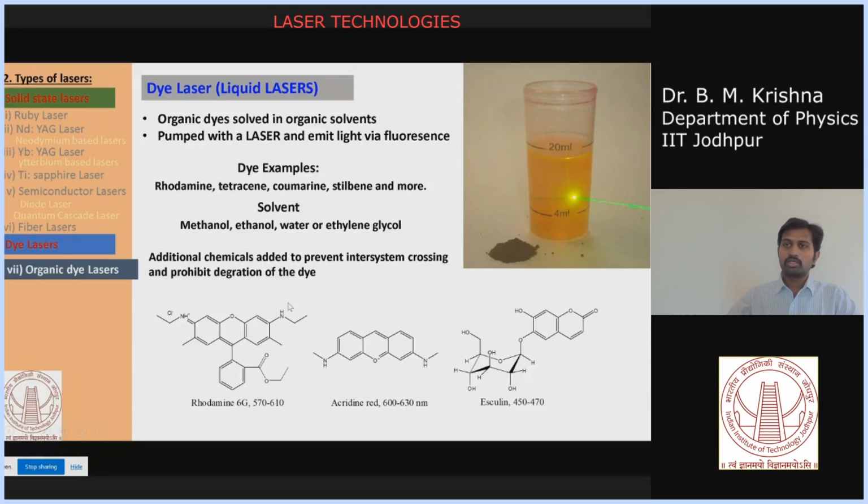In principle, these dye molecules have a wide variety of energy levels available. For example, not only do they have singlet states, they also have triplet states. When there are singlet and triplet states, there is always a possibility of electrons transferring from one system to another, that means from the singlet system to the triplet system. When there is a transfer, you have a loss of energy because of population loss. To prevent those kinds of population losses, you generally add certain chemicals to prevent those inter-system crossings.